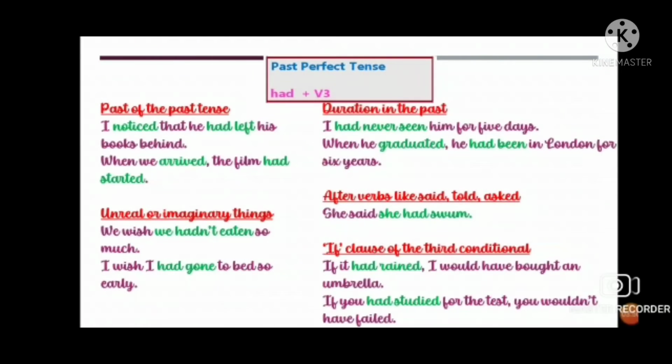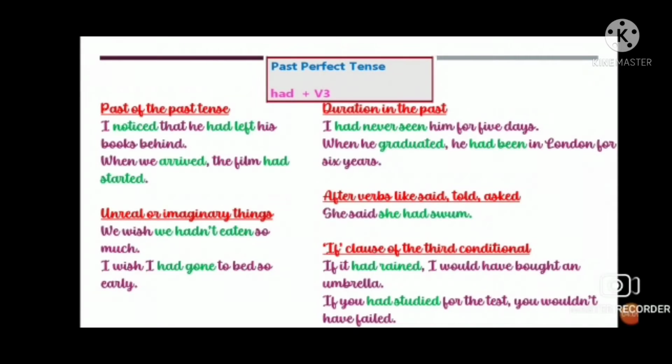Third usage, duration in the past. I had never seen him for 5 days. When he graduated, he had been in London for 6 years. Maybe he has completed 5 years as of now. The next year, when he graduated, he had been in London for 6 years.